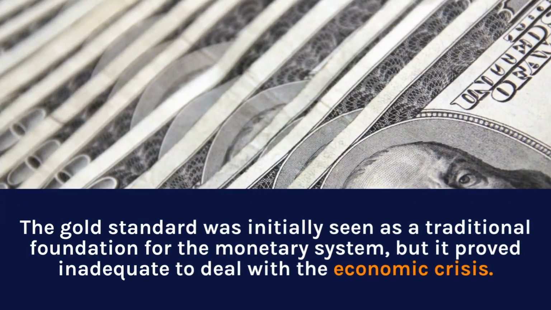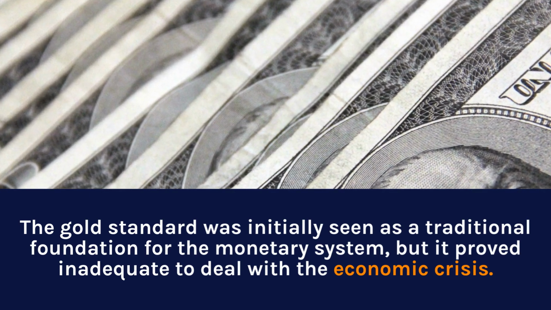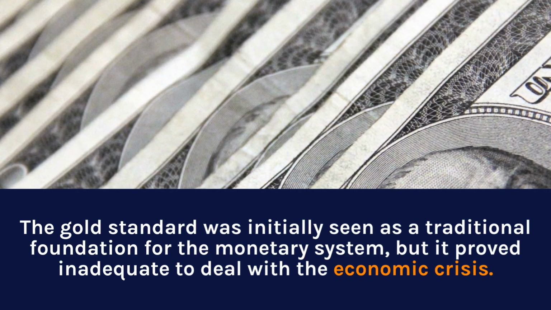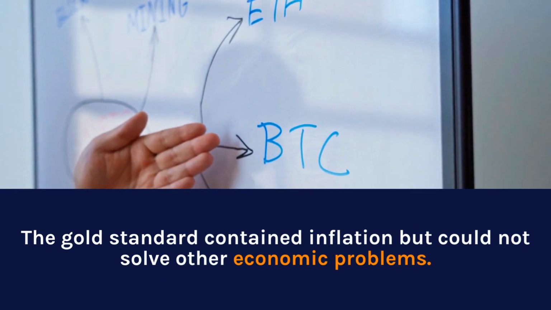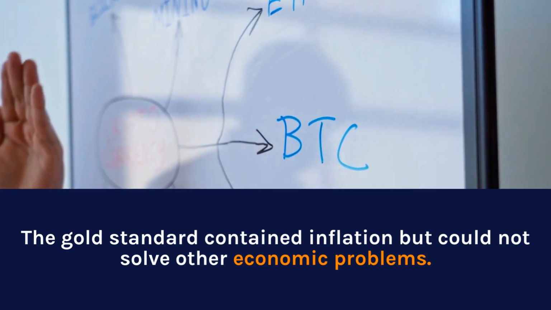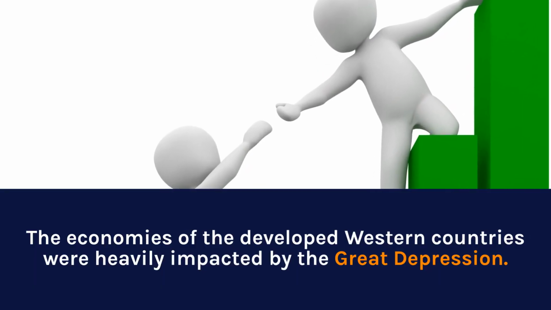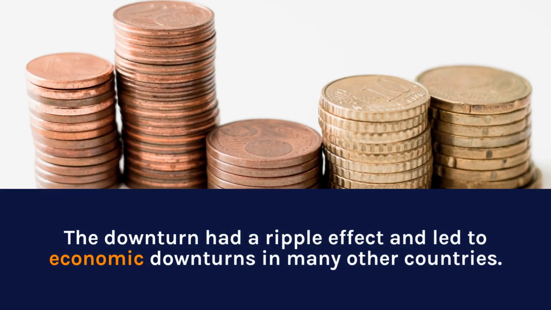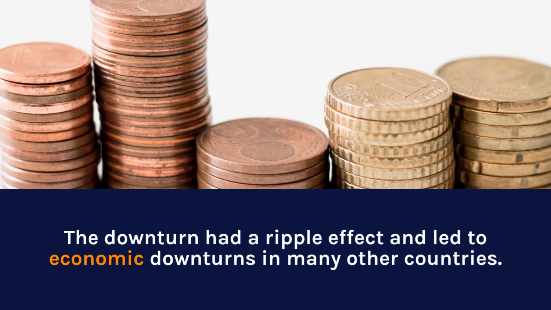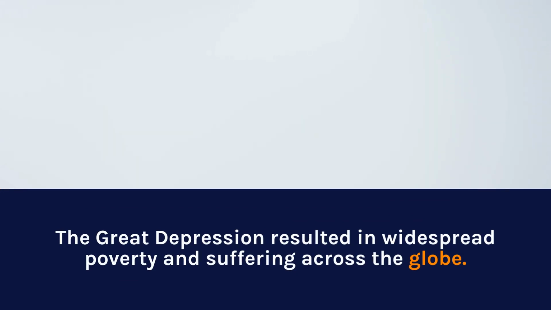The gold standard was initially seen as a traditional foundation for the monetary system, but it proved inadequate to deal with the economic crisis. The gold standard contained inflation but could not solve other economic problems. The economies of the developed Western countries were heavily impacted by the Great Depression. The downturn had a ripple effect and led to economic downturns in many other countries. The Great Depression resulted in widespread poverty and suffering across the globe.